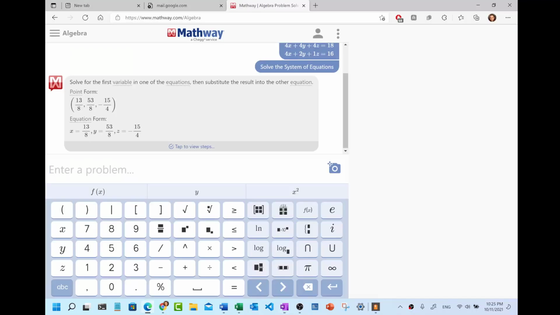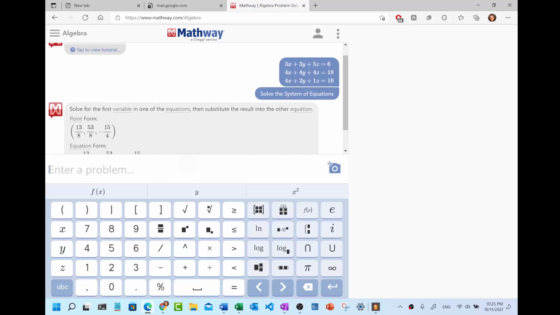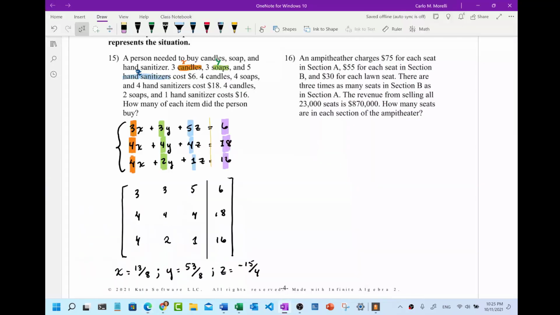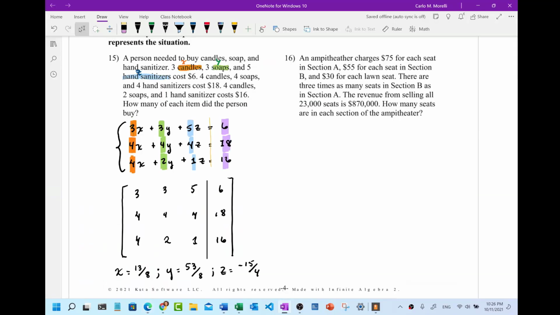Just checking my work here before we move on. Let's see, did I do anything wrong? 6, 18, 16. No. 3, 3, 5, 4, 4, 4, 4, 2, 1. It's weird. Okay, whatever. Alright, moving on to number 16 next.